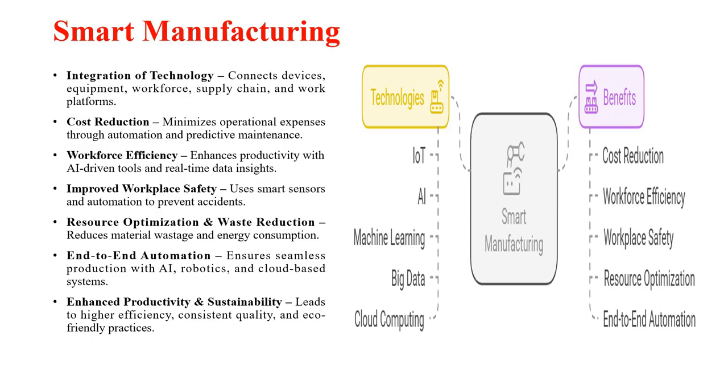Then you have end-to-end automation, where the integration of AI-driven robots, cloud-based control systems, and digital twins will ensure seamless automation of manufacturing processes, and this will result in high accuracy, consistent quality, and faster production cycles. And last, you have the one which will combine these both, that is end-to-end automation and enhanced productivity and sustainability, where it will lead to higher efficiency, consistent quality, and eco-friendly practices.